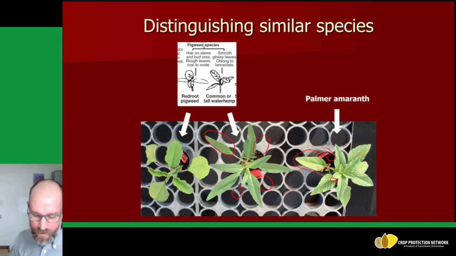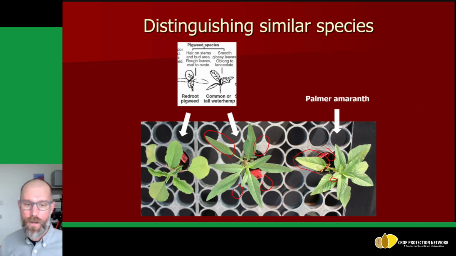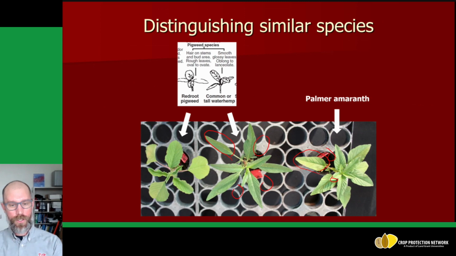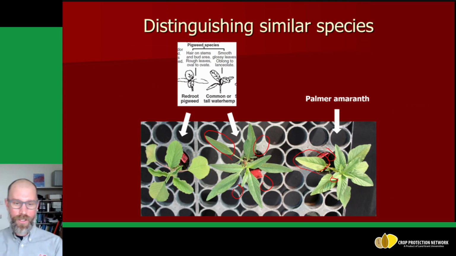And then the last thing that's helpful, a characteristic that is often used, is if you take the leaf and the petiole and pick it off that plant, off that stem, and you fold the leaf back over top of the petiole, if the petiole is shorter than the leaf, that would be a water hemp plant. Whereas if the petiole is at least as long as the leaf when you fold it back on top of itself, or longer than the leaf, that's typically a Palmer plant.